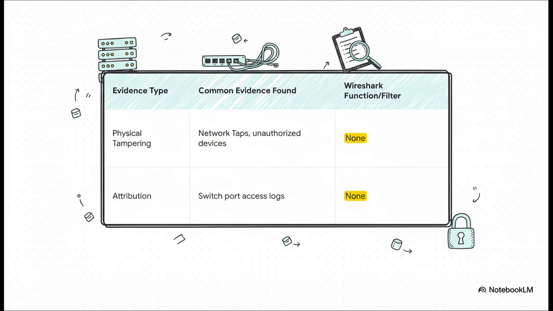And finally, we arrive at layer 1, the physical layer. You notice something different here? No Wireshark filters? That's because this is where digital forensics stops, and good old-fashioned physical detective work has to take over. We are talking about the actual cables, the ports, the hardware itself.